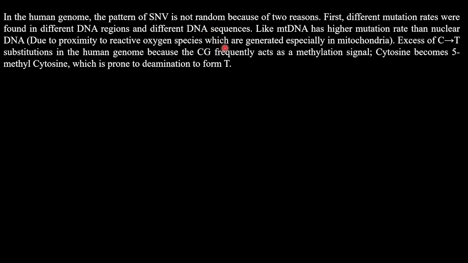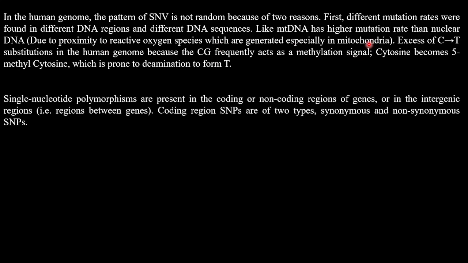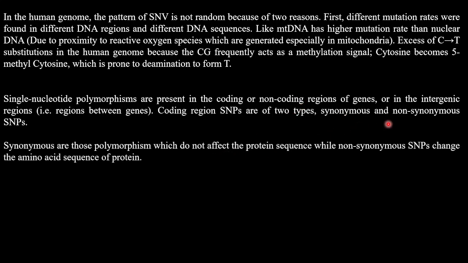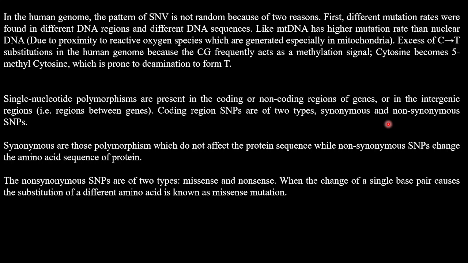This is the thing which I was telling, that mitochondrial DNA is more susceptible because of the proximity of the reactive oxygen species that are generated in the mitochondria. They can be present in the coding regions and the non-coding regions. Always remember, SNPs are very common in the non-coding regions, but if it is present in the coding region, they are of two types: synonymous, where there is no change in the amino acid sequence; non-synonymous, when there is a change in the amino acid sequence.